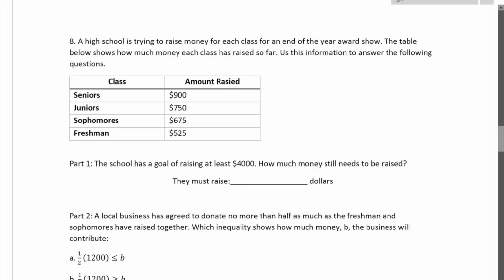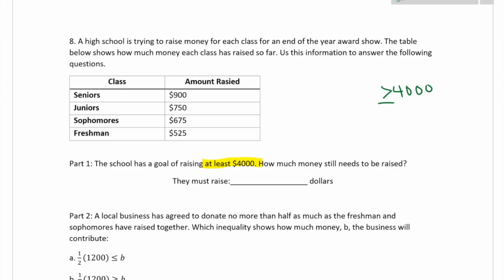All right, the school has a goal of raising at least $4,000. So this word at least shows up again, and it's $4,000. So I want to raise at least $4,000. But in order for me to do that, I need to know which inequality sign I need to use. And just like earlier, at least means I need to make more or equal to $4,000. So that's going to be a greater than or equal to.